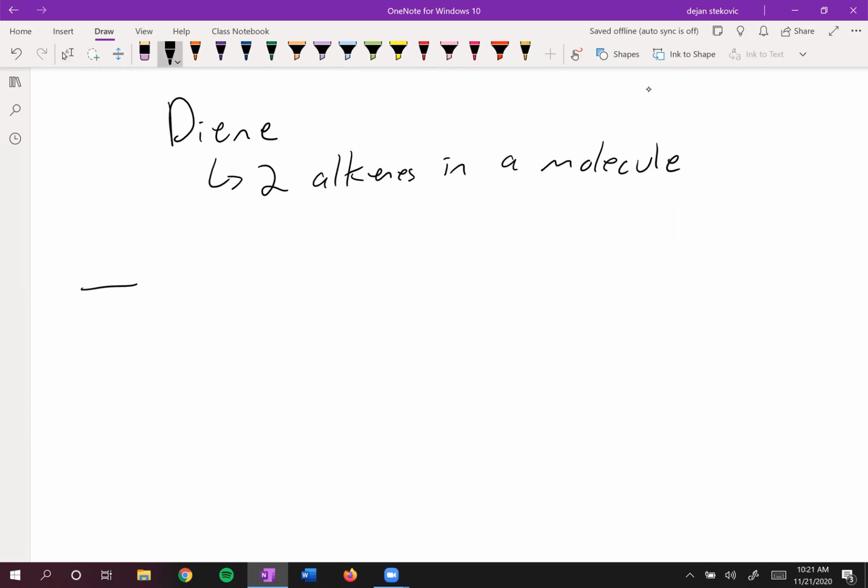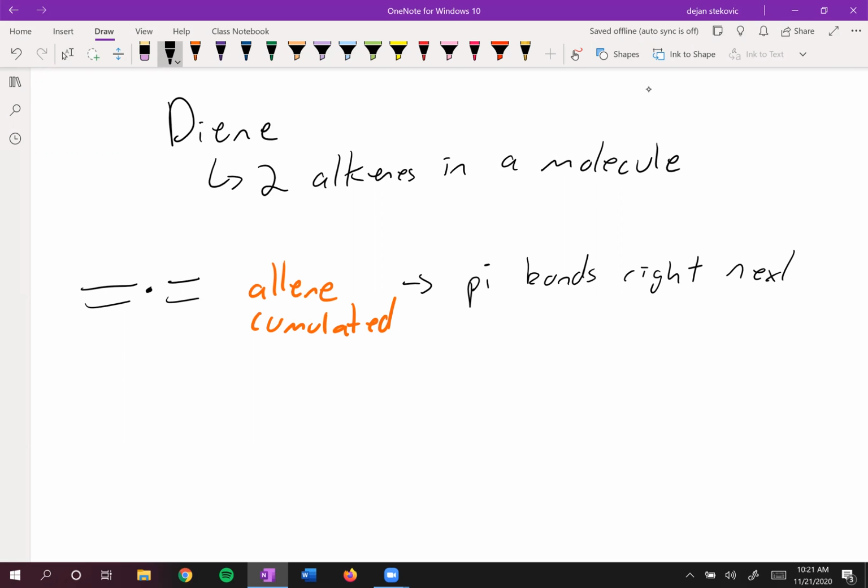So the first type of diene we have is what's known as an allene, or accumulated pi bonds. And so here we have pi bonds right next to each other. And we say that these are not conjugated. We'll see why in a moment here.